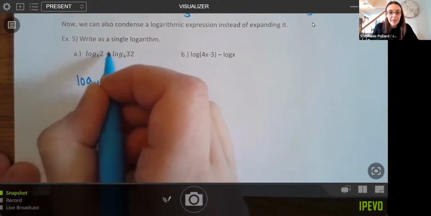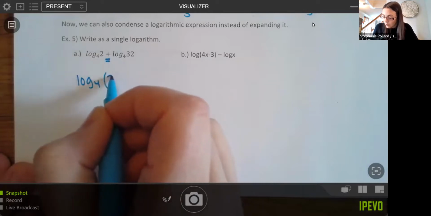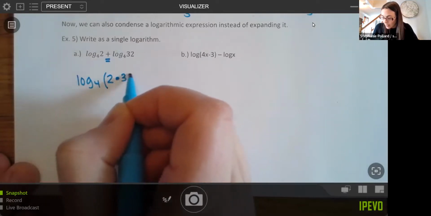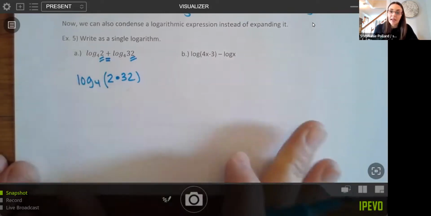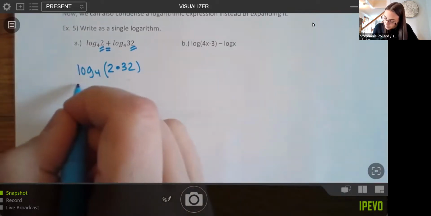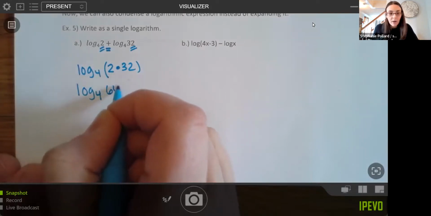Again, that plus sign means I'm going to put it back together using multiplication. So I have 2 times 32. I take the two arguments that are here and here, and I multiply them inside that log. 2 times 32 is 64.